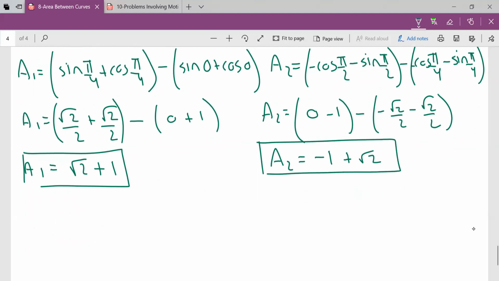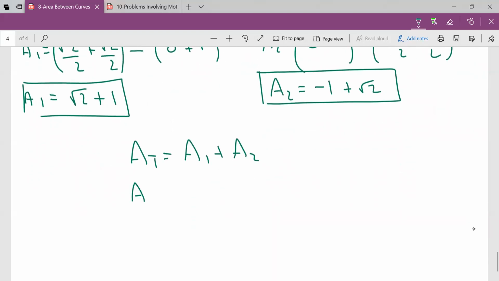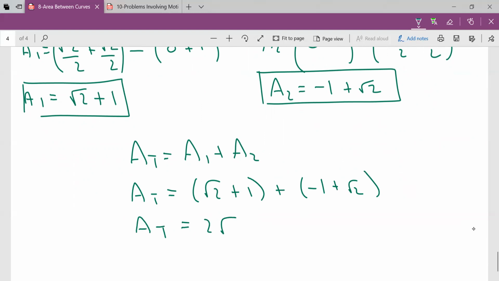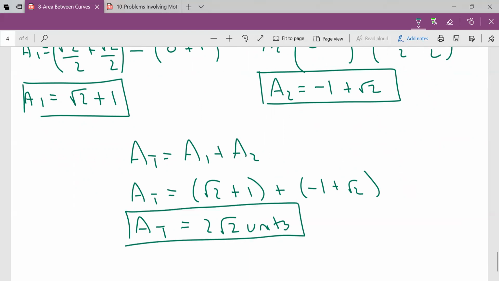And let's go ahead and add these two things together. So area total is equal to area 1 plus area 2, which is root 2 plus 1 plus negative 1 plus root 2. And guess what? We end up with 2 root 2, just like that. Okay, so there you go, friends. There is finding the area bounded between two curves.